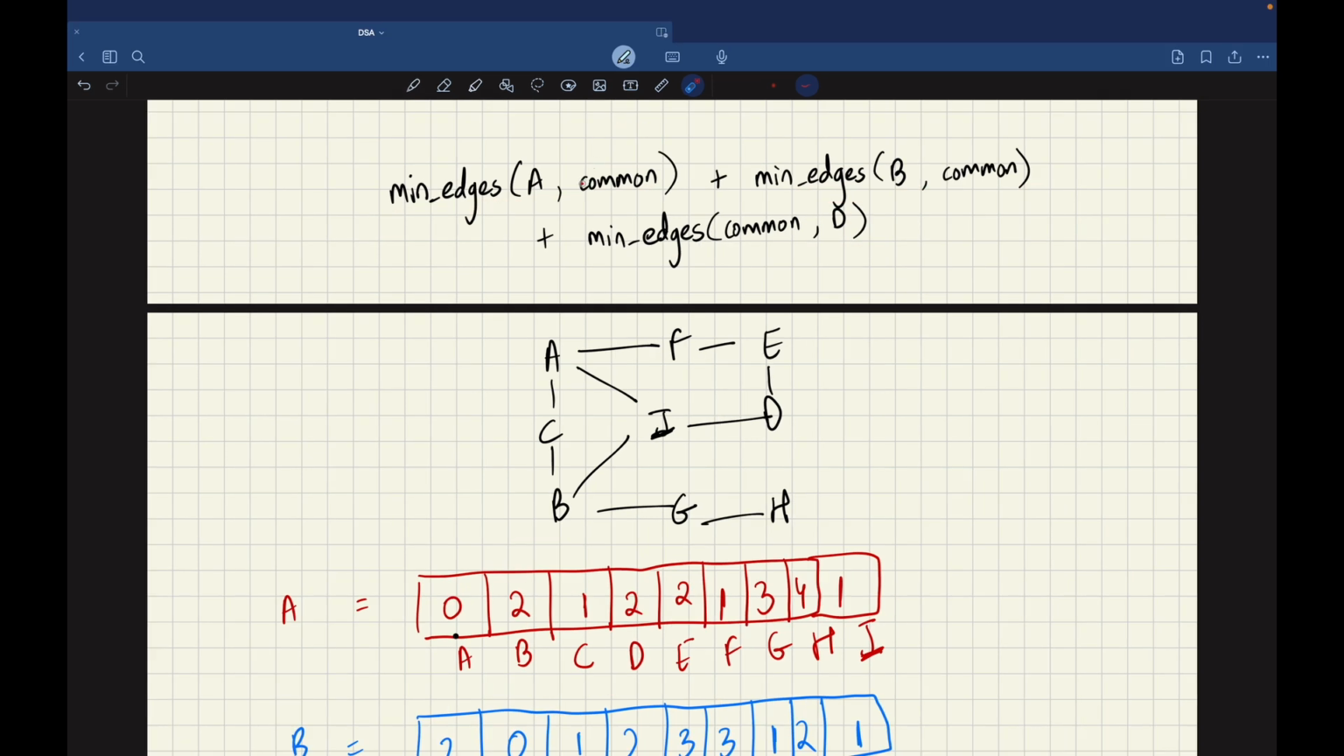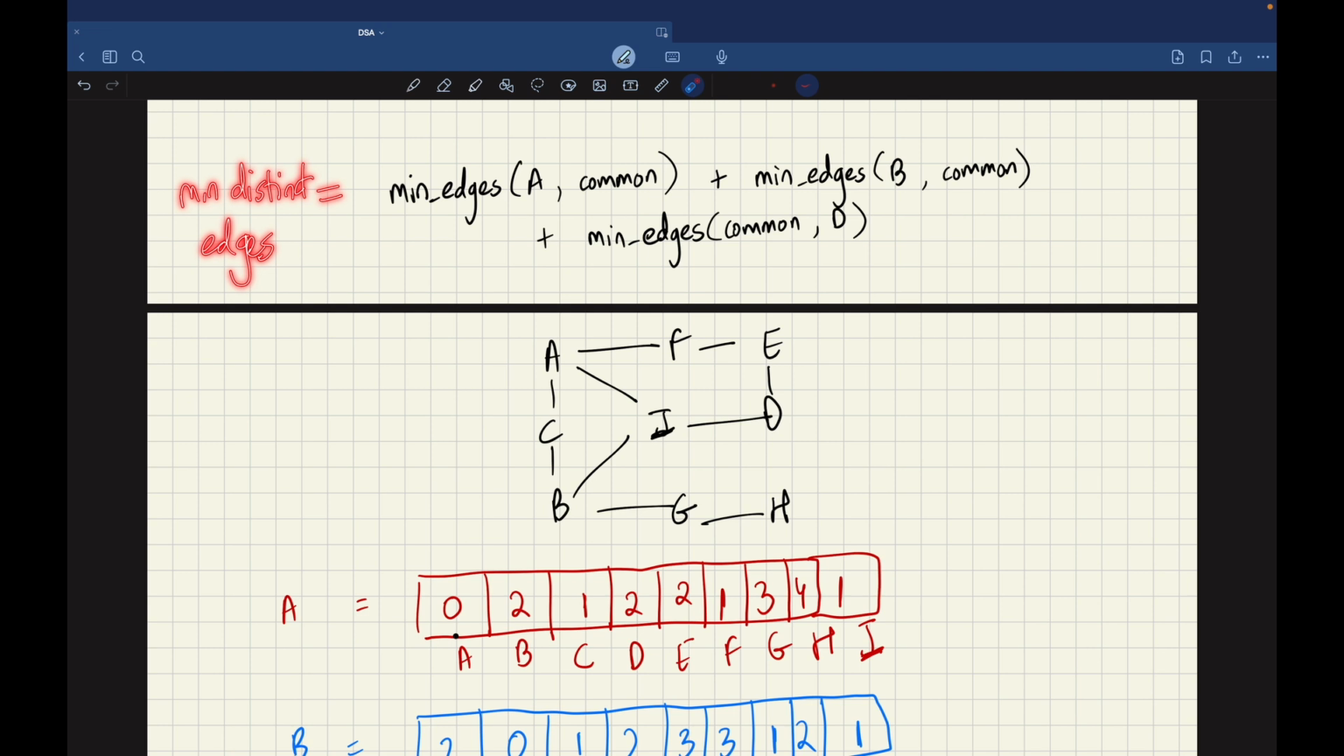Now in place of this common node, we can put A, right? Then we'll put B, then C, and so on and so forth. Whichever one is the best common node will get us the minimum distinct edges, right? So this was the solution.